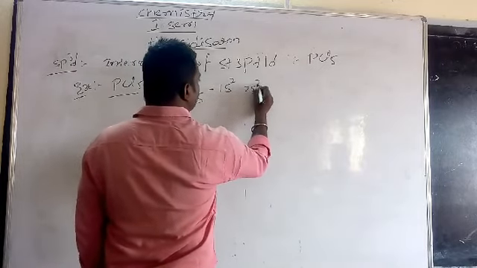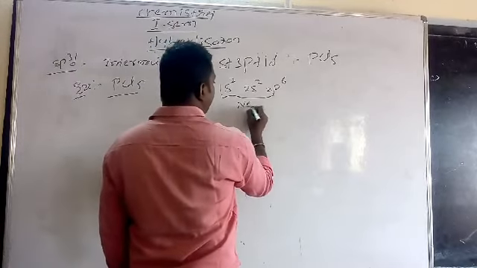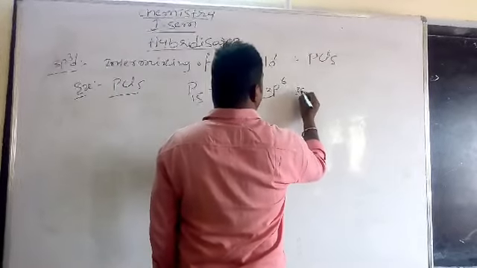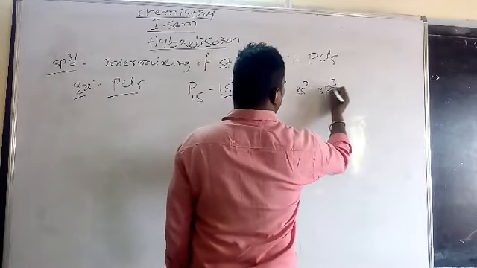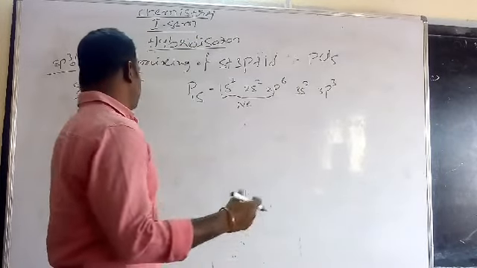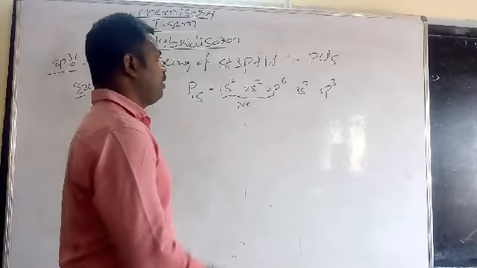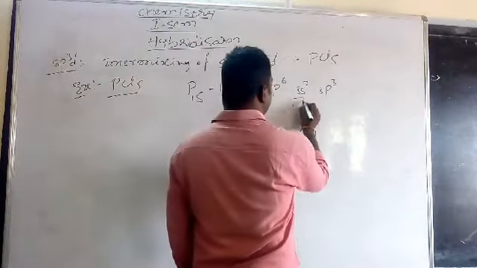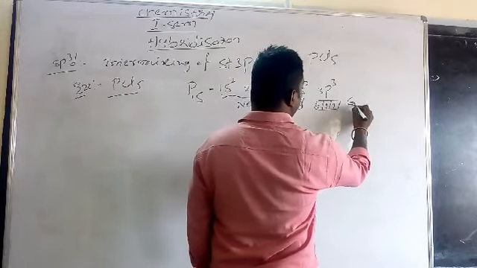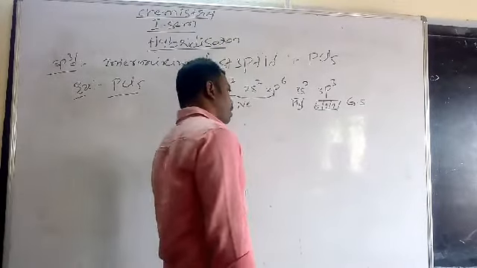1s2, 2s2, 2p6. This is the neon electronic configuration. Go to the valence shell, 3s2, 3p3. For the formation of the PCl5 molecule, phosphorus requires five unpaired electrons, but there are only three unpaired electrons in the ground state electronic configuration of phosphorus. But phosphorus requires five unpaired electrons.